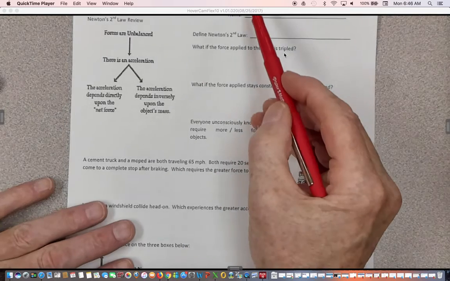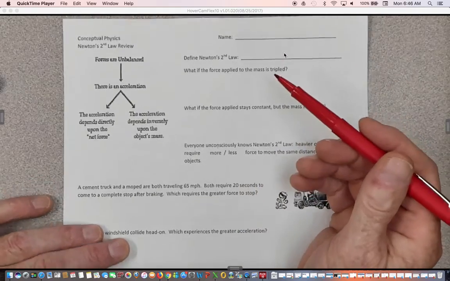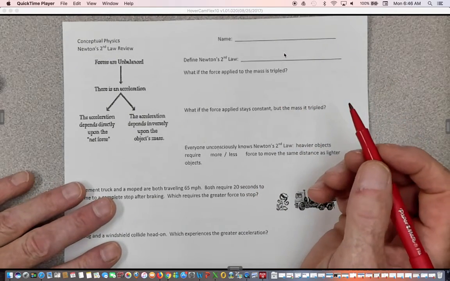Put your name on this paper. I'm going to collect these for notes. You need to take all the notes I give you or you will not get full credit.